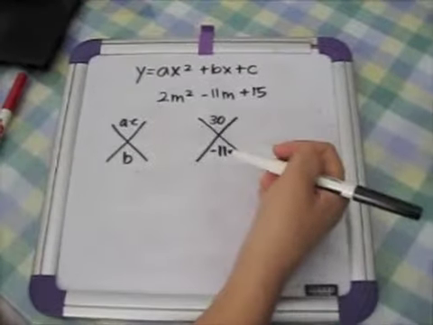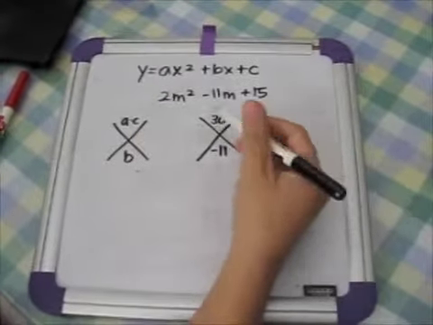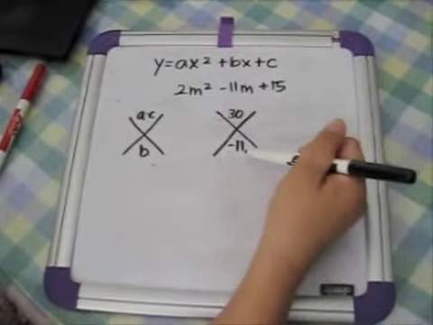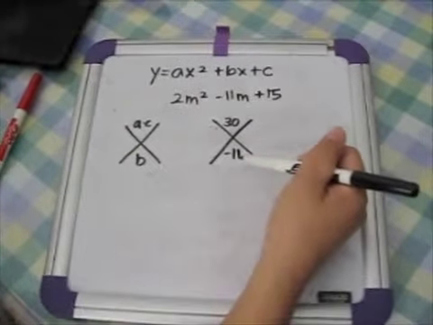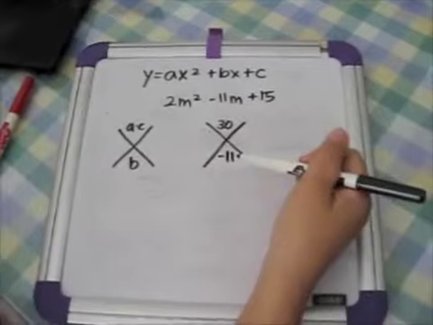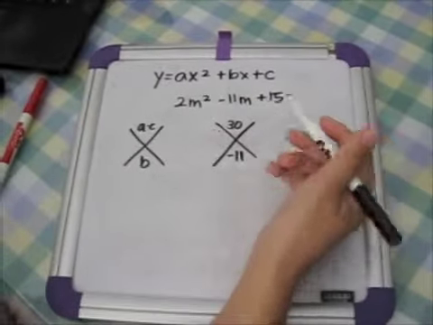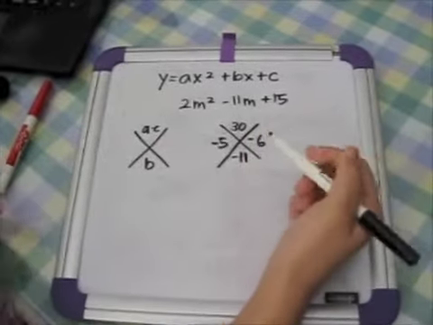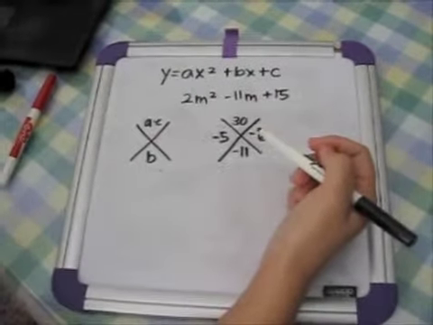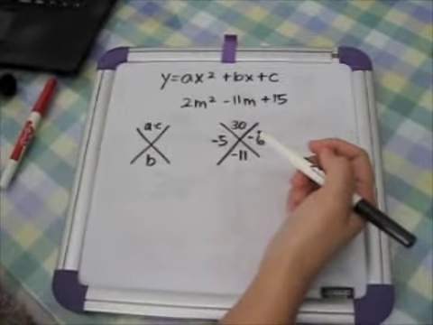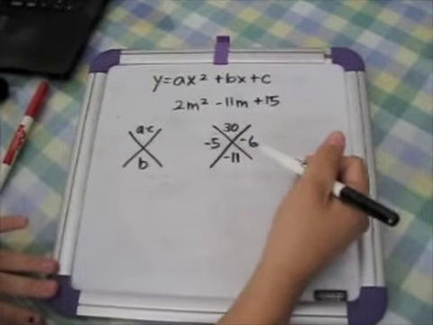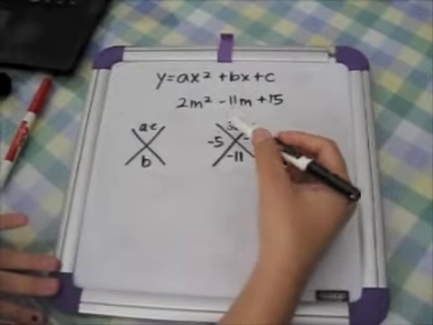Now, I must think of two numbers that multiply together to make 30 and added together make negative 11. What could those two numbers be? Yes, that's right, negative 5 and negative 6. When multiplied together, negative 5 times negative 6 equals 30. When added together, negative 5 plus negative 6 equals negative 11.